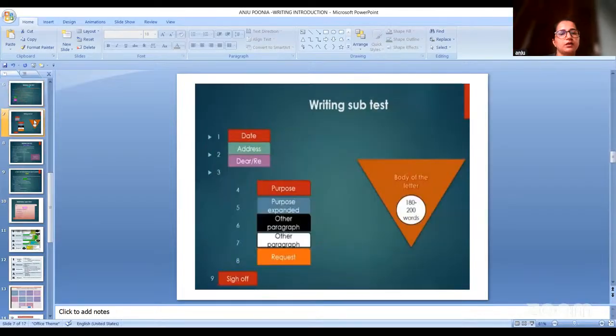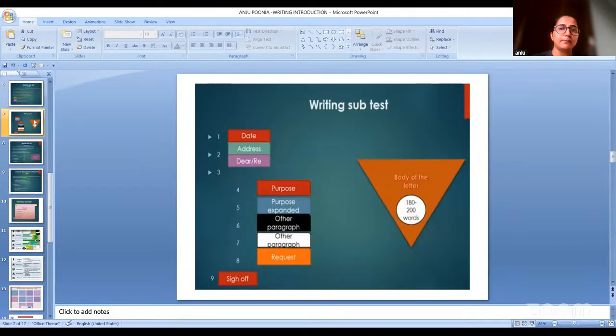Okay. What is the format of the writing subtest? Firstly, there is a date mention. When we go to the exam pattern in OET, they already mention the date, which is today's date. So we can use the date directly here.